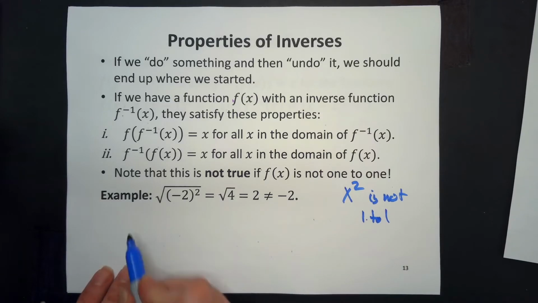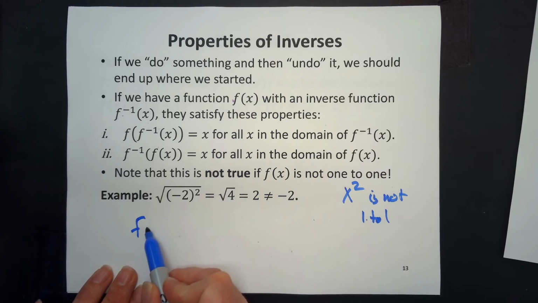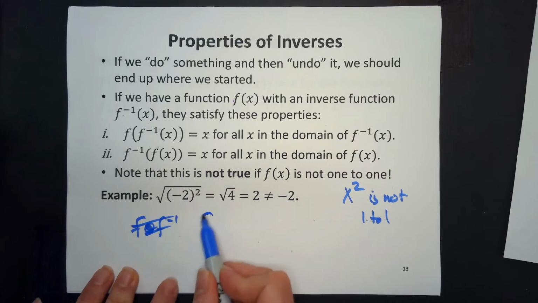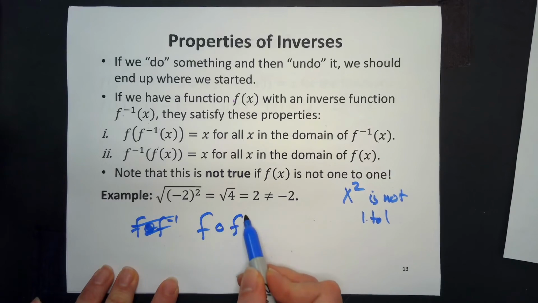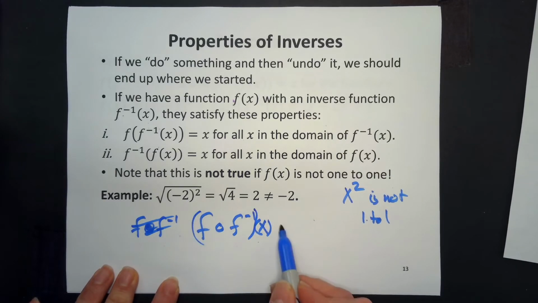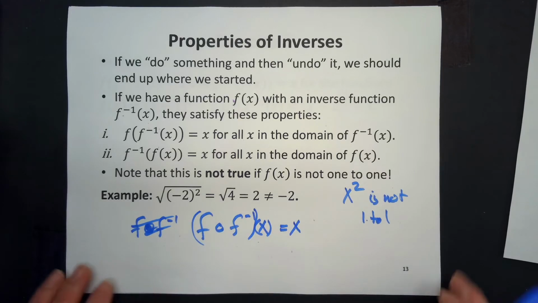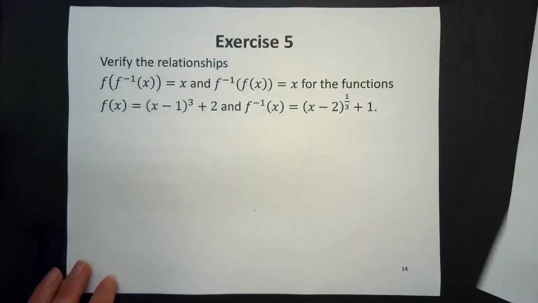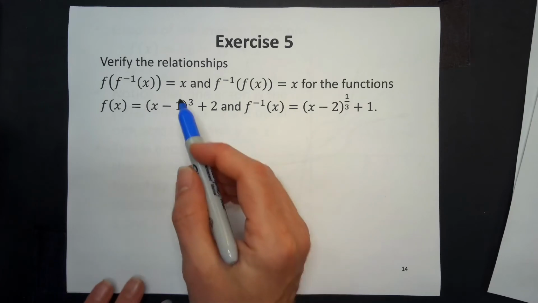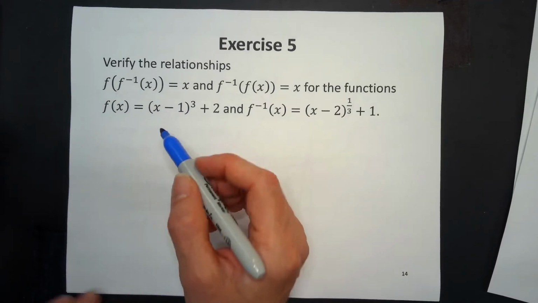But it's basically saying if I compose two functions together, if I compose f with its inverse, let me do it again. F composed with f inverse of x should always give you x back out. All right, so let's do this. I'm going to do this one way and leave the other way to the reader.